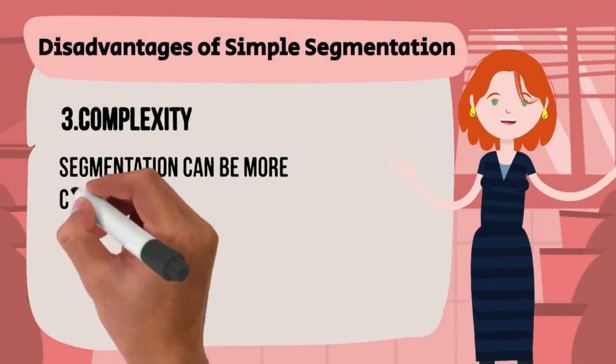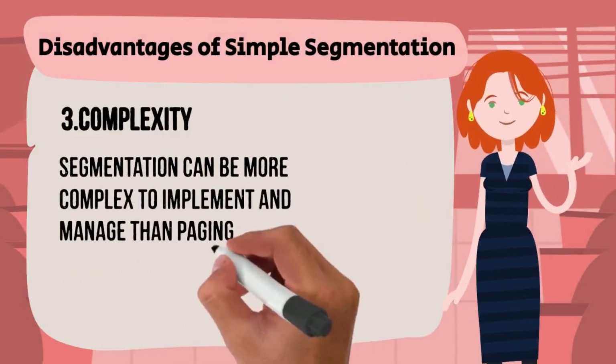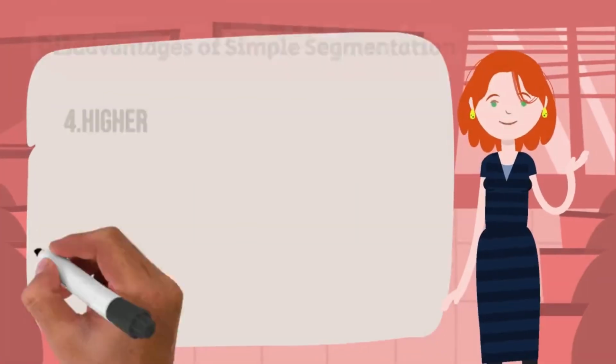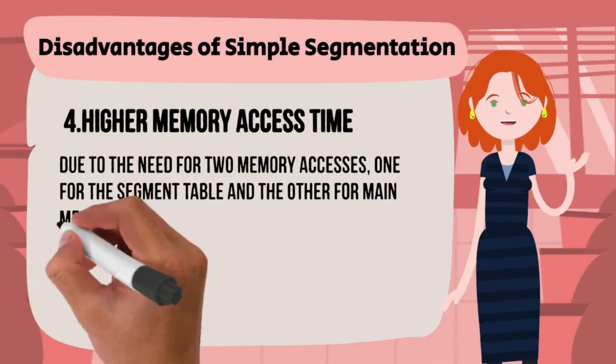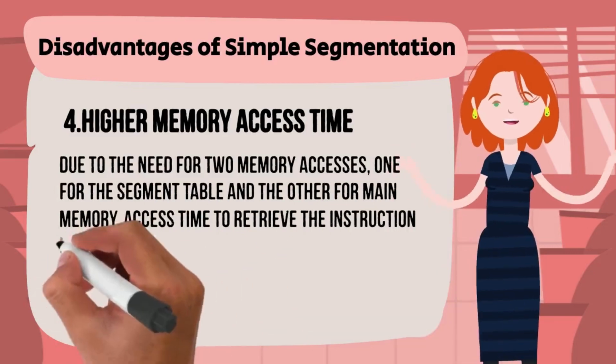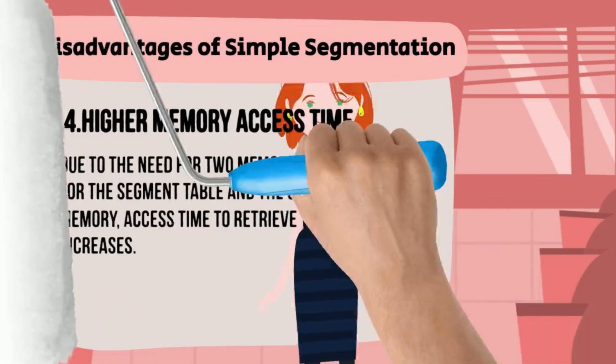Segmentation can be more complex to implement and manage than paging. Due to the need for two memory accesses, one for the segment table and the other for main memory, access time to retrieve the instruction increases.